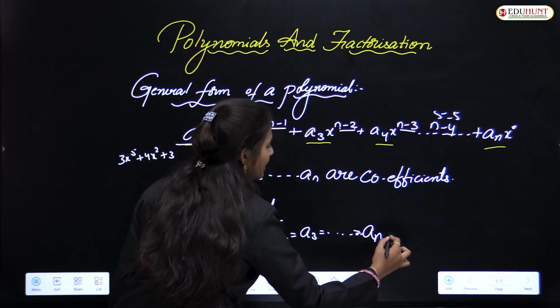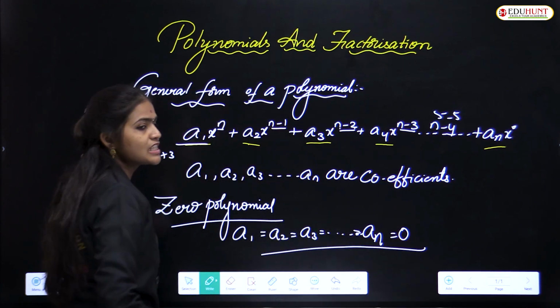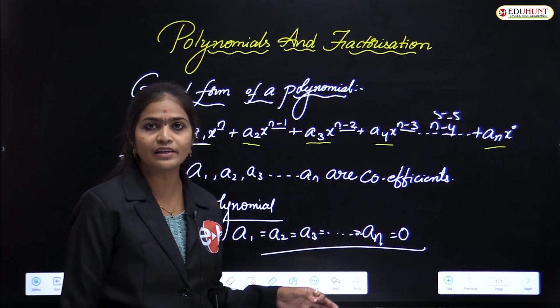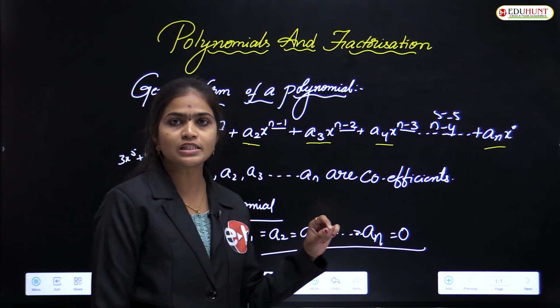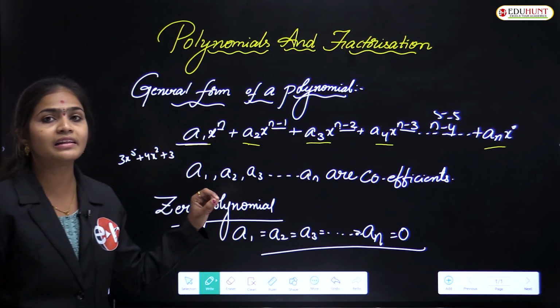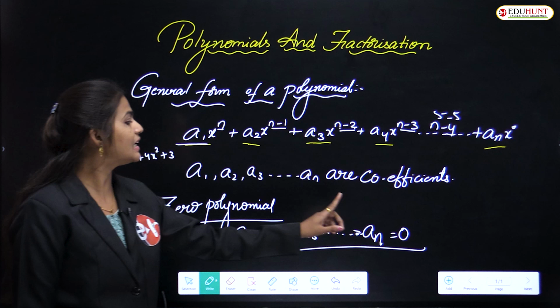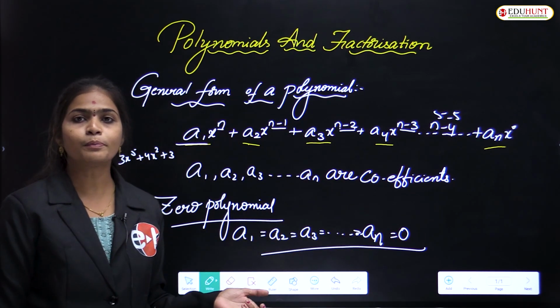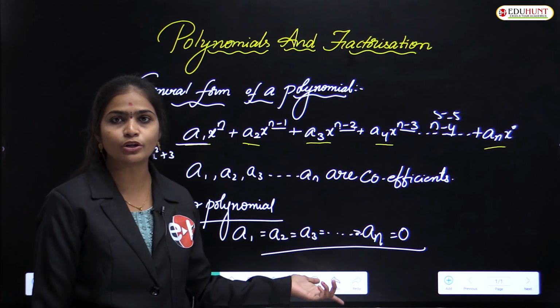is equal to an is equal to 0, which means if the coefficients of that polynomial are 0, each and every coefficient of each and every variable in each term of the polynomial is 0, then its value becomes 0, no? So we will call that polynomial a zero polynomial.